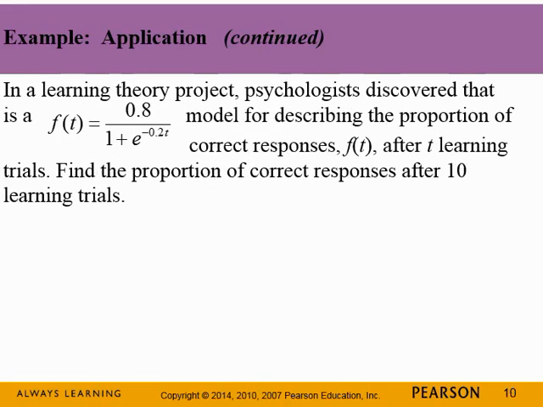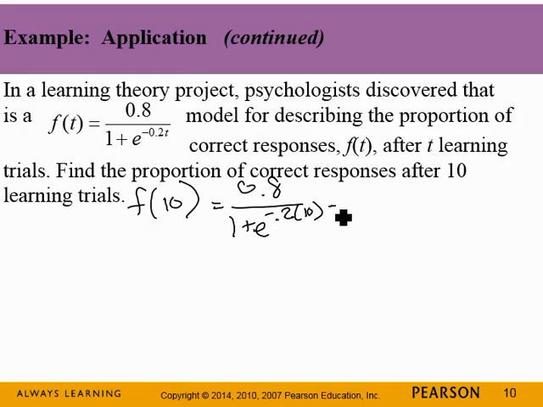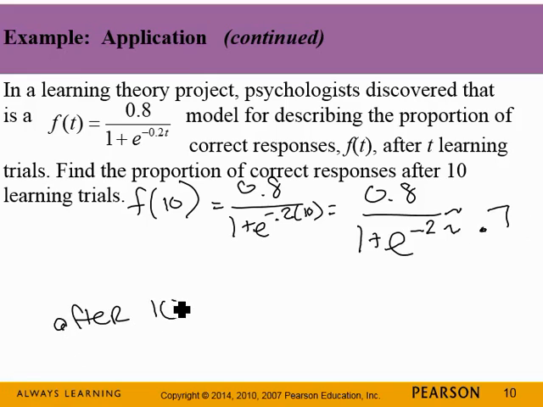Next one wants to know after 10 learning trials. So f of t is now going to be f of 10. Once you solve that, you get about 0.7. So after 10 trials, 0.7 correct.